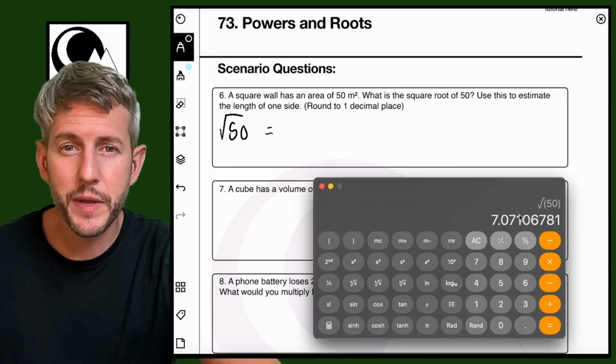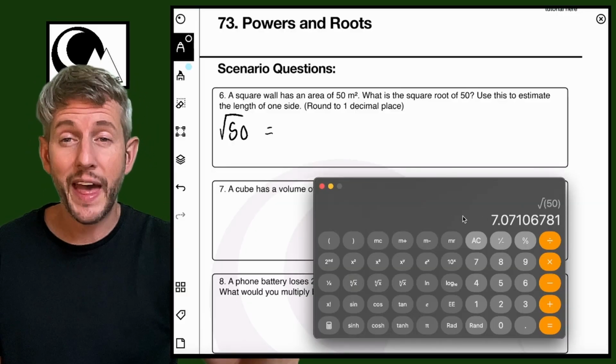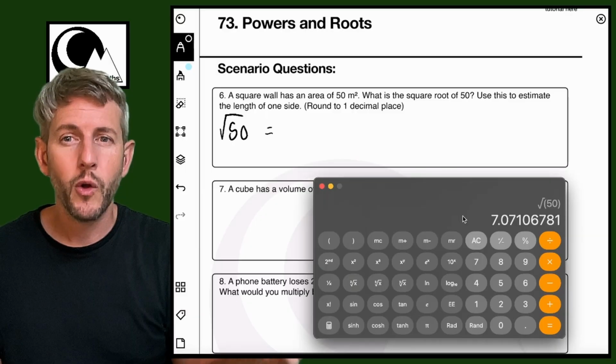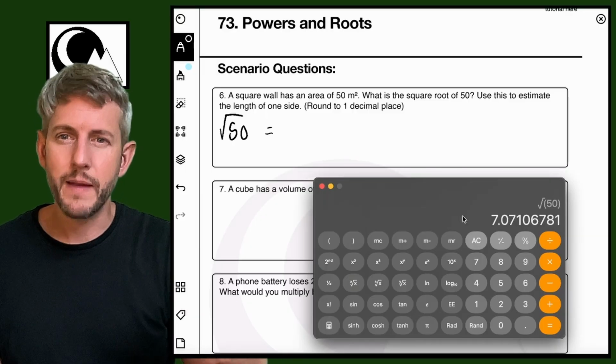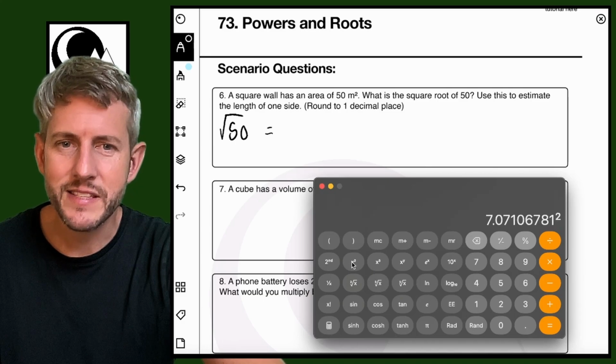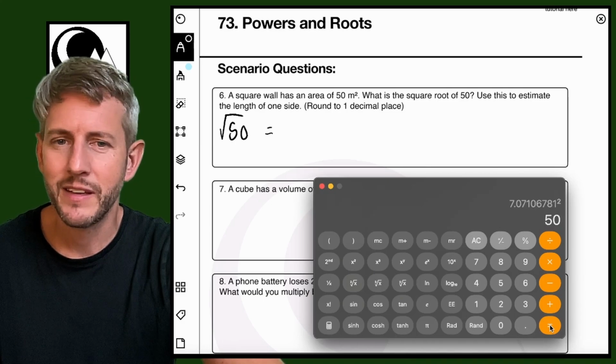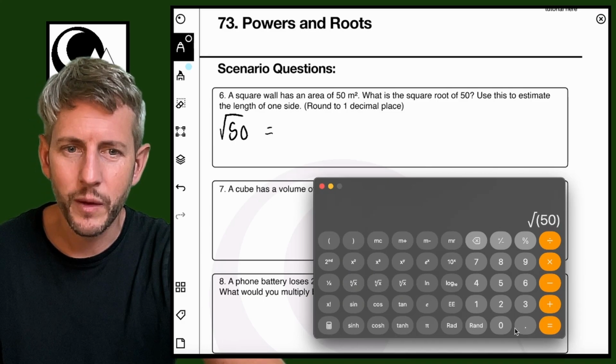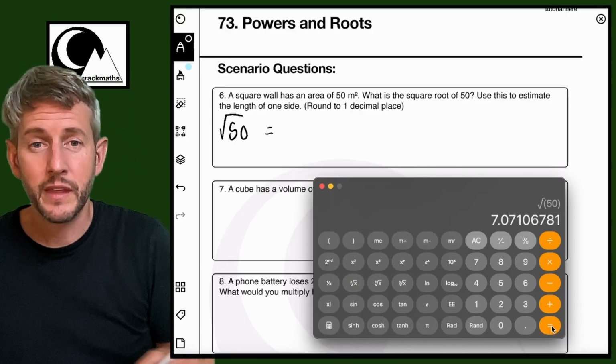And there we go. This should be the side length of the square, because remember, the area of a square is length times width, where the lengths are all the same, so it's like length times length. So if I squared this, this should take us back to the 50. But that's not what I want. I want the root of 50. So here we go, I'm going to write this down.